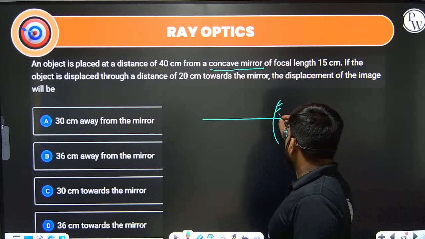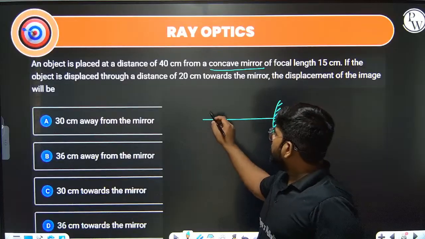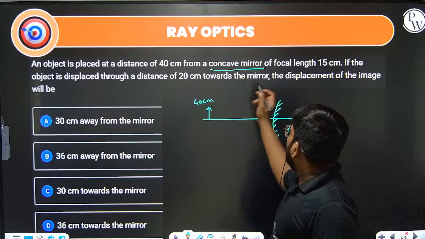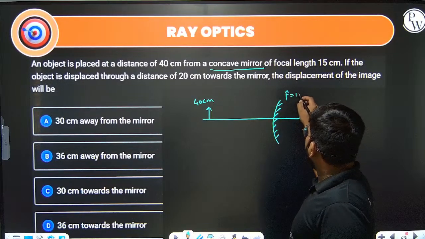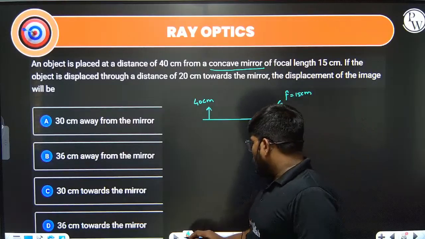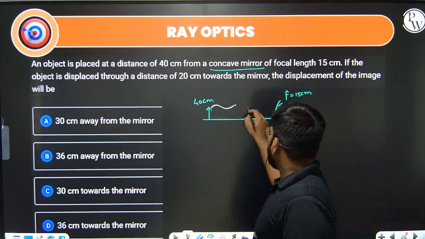Ray optics. An object is placed at a distance of 40 centimeters here, and the focal length is given as 15 centimeters. And now what are we saying? Okay, the object is displaced. Initially this was 40 centimeters.